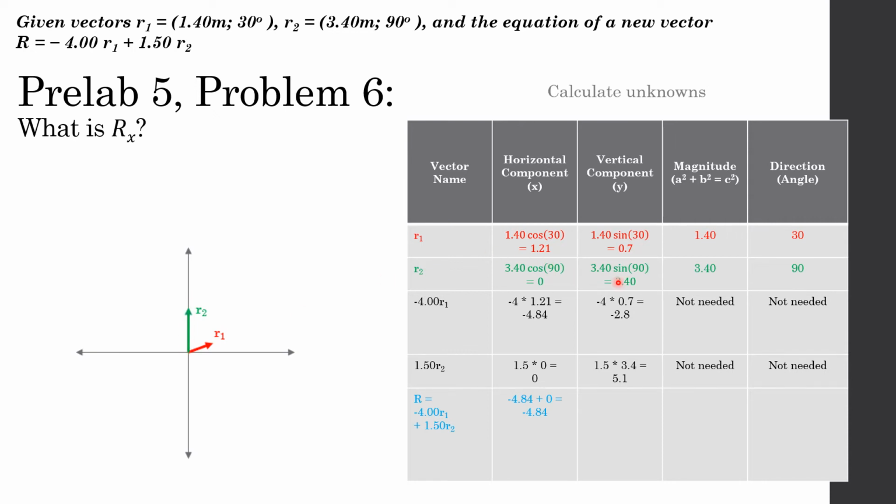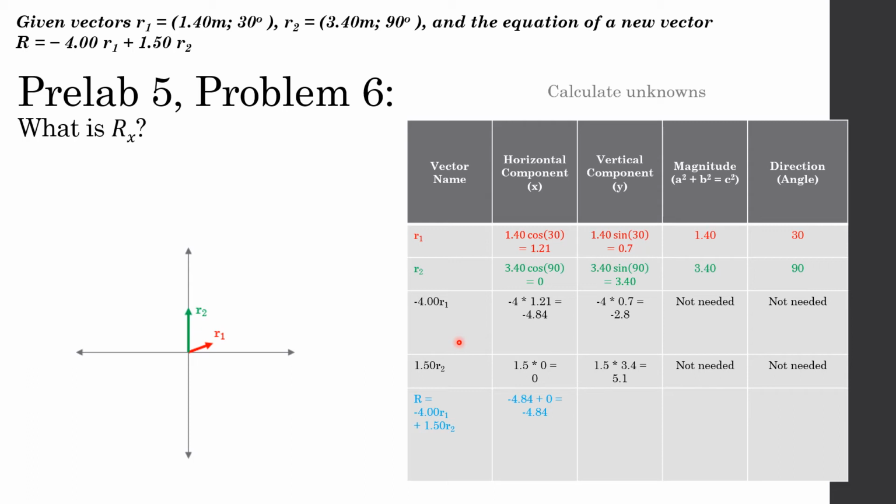Then for the vertical component, we have 3.4 sine of 90. Well, we know sine of 90 is 1, and 1 times anything is itself. So we end up with 3.4. Okay, moving on. Now we get into the meat of the problem.